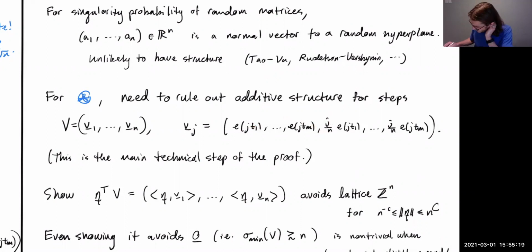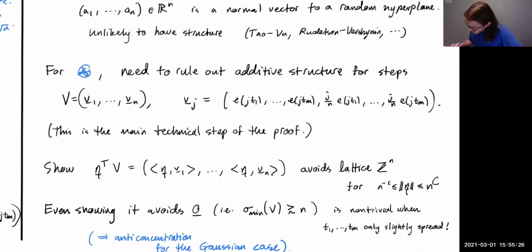Okay, and we could actually carry this on and get higher derivatives as well. But this is the main technical part of the proof, to show that this collection of vectors does not have very much additive structure.